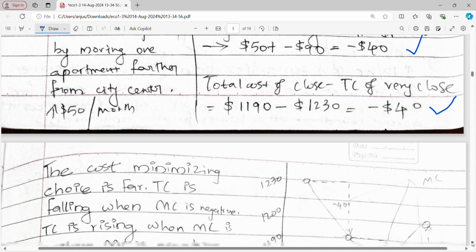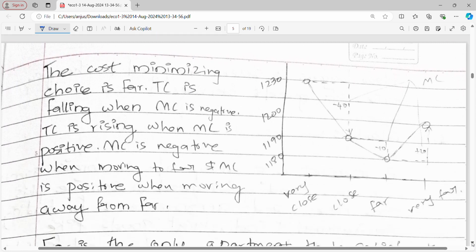So fine. The cost minimizing choice is far. Total cost is falling when marginal cost is negative. So first the marginal cost was minus 40. Then the total cost decreased from 1230 to 1190. That is, TC is falling when MC is negative.